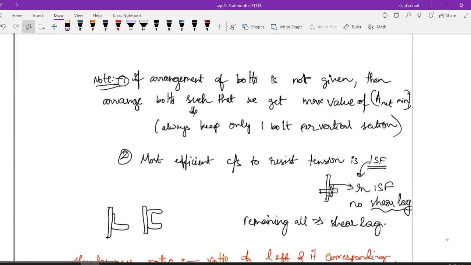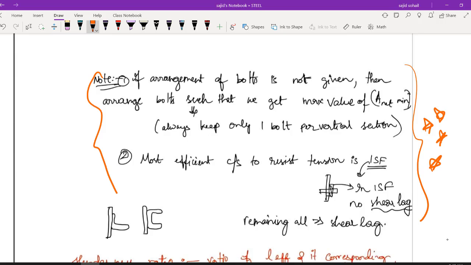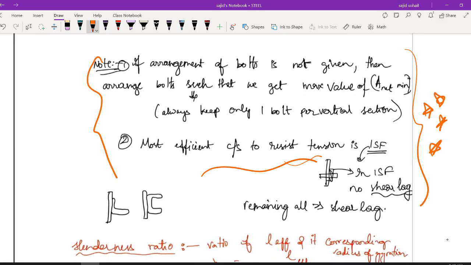So यहाँ पे दो काफी important note दिए. These are the bits which have been repeated over the years in many examinations, which is the most efficient cross section to resist a tension. देखिए, the most efficient cross section to resist tension is Indian standard flange. Okay, flange क्या होता है? Something like this. That's it. Okay, I plate.